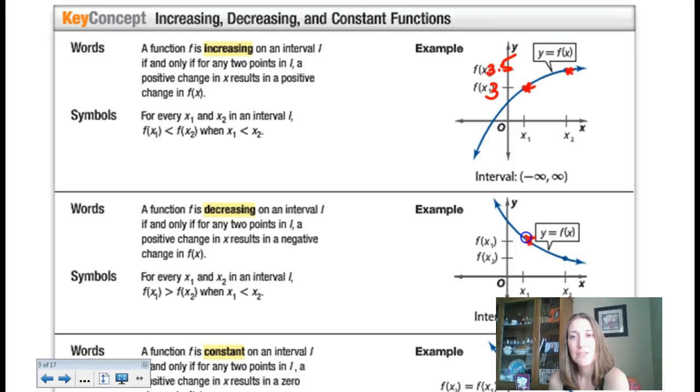So like here on this first value, maybe this was the y value of 4, and then down here his y value is like 2.5, so it's decreasing. And then constant means there's no change in the y value.